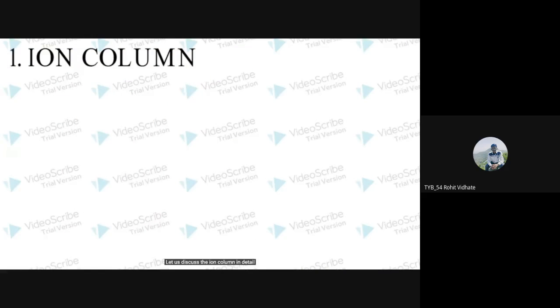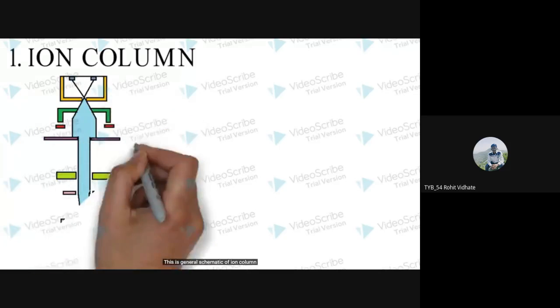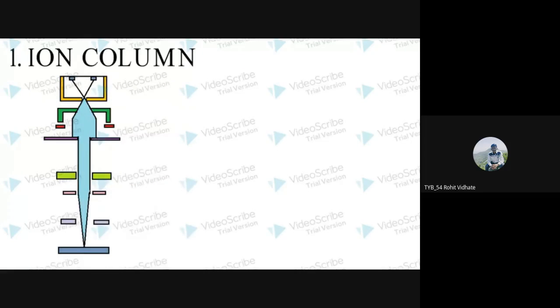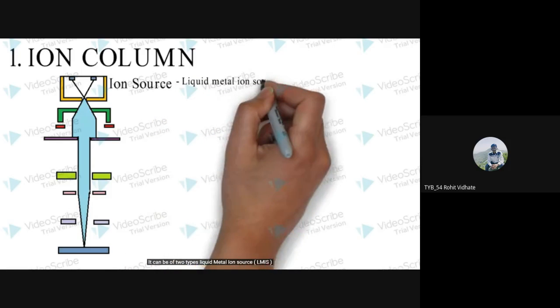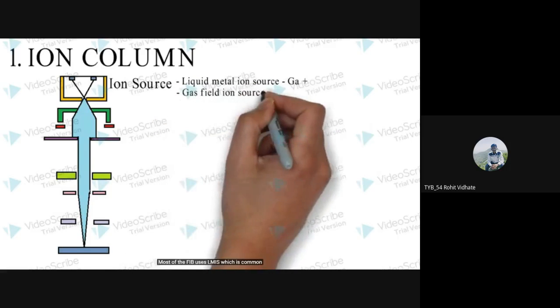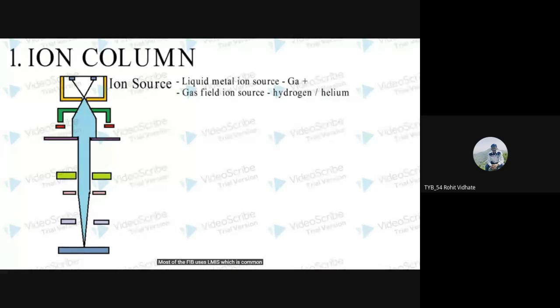Let us discuss the ion column in detail. This is a general schematic of the ion column. Firstly, it has an ion source for generating the ions. It can be of two types: liquid metal ion source, LMIS, or gas field ion source. Most FIBs use LMIS, which is common and uses gallium Ga+ ions as it has a low melting point. A gas field ion source can generally use hydrogen or helium gases. From the liquid metal ion source, the ions are field evaporated and forced to travel downwards.